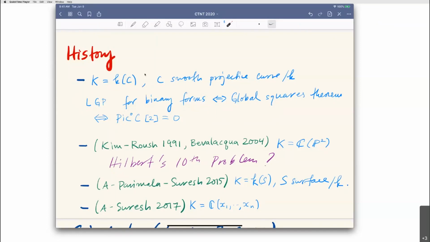The transcendence degree 2 case, there was a paper due to Kim and Roush in the early 90s, which was later elaborated by Bevilacqua in 2004, which proves this theorem over the rational function field in 2 variables over the complex numbers. And I write here Hilbert's 10th problem, question mark. There's a strange history here, which is that Kim and Roush, these 2 mathematicians, are really working in logic.